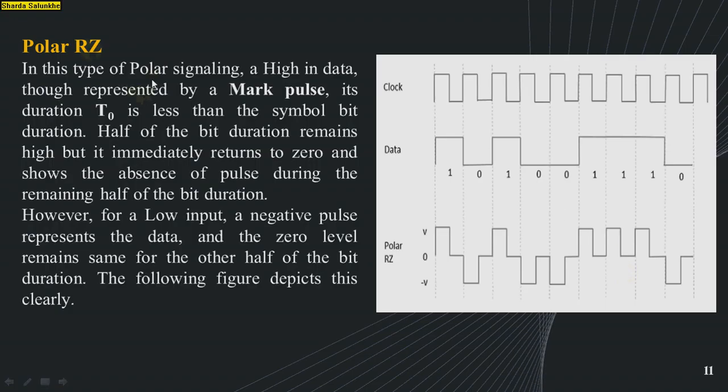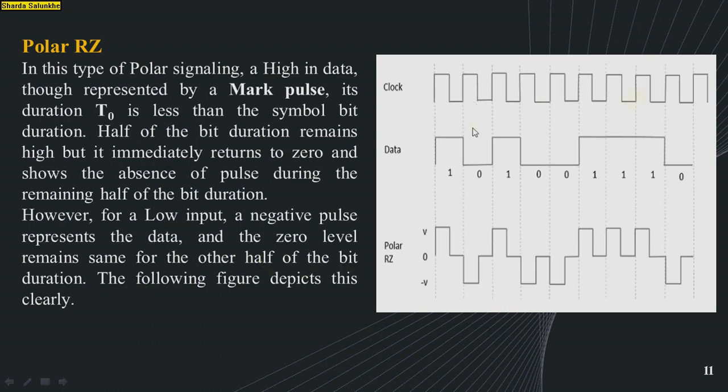Polar RZ. In this type of polar signaling, the high in data is represented by the mark pulse, and its duration is less than the symbol bit duration, that is, a half bit duration, and the half bit duration remains high, but it immediately returns to 0 and shows the absence of pulse during the remaining half of the bit duration. However, for low input, the negative pulse is represented in the data and the 0 level remains for the other half of the bit duration.